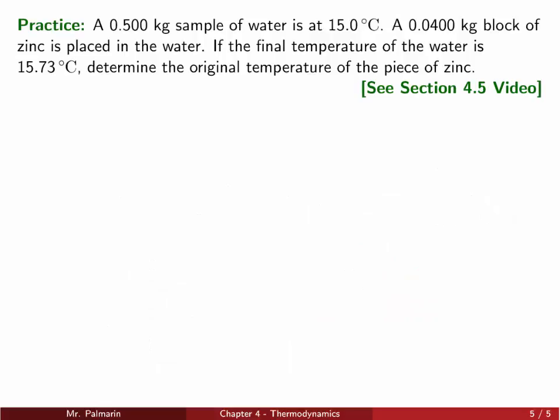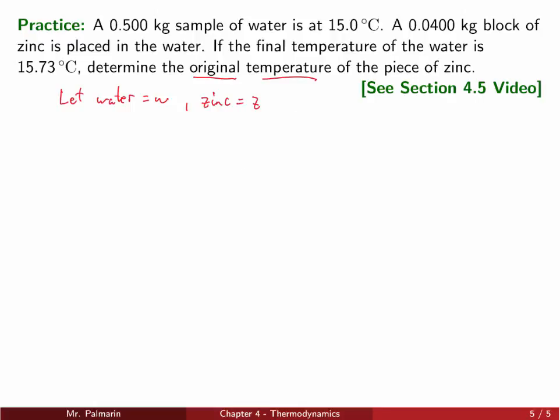A 0.5 kilogram sample of water is at 15 degrees Celsius. A 0.04 kilogram block of zinc is placed in the water. If the final temperature of the water is 15.73 degrees Celsius, determine the original temperature of the piece of zinc. Okay, so for the sake of this example, we'll let water equal W, zinc equals Z. Therefore, the formula, and what are we looking for? We're looking for original temperature.